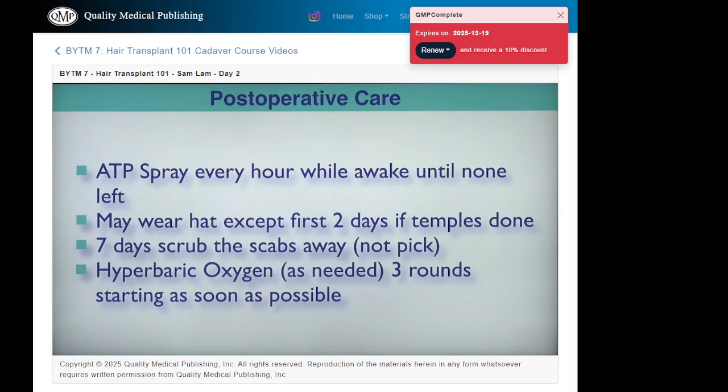In terms of postoperative care, ATP spray, again, I'm going to talk more about ATP spray, so don't ask me any questions if you don't mind about that. I have a whole lecture on that this afternoon. But I love ATP spray. I think it helps with better graft survival. Again, I'll talk about it separately. They can wear a hat, except, in my opinion, this is my bias, if I've done temples, I'm a little worried for 2 days that they're going to rub on it. But otherwise, crowns and tops, they can wear a hat from the moment they get out of there.